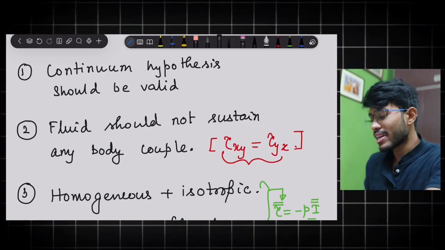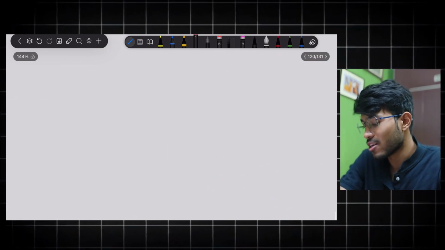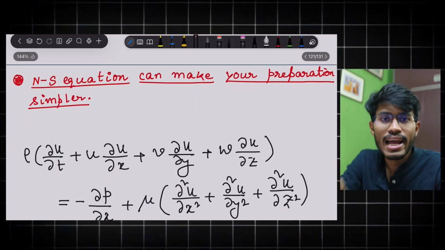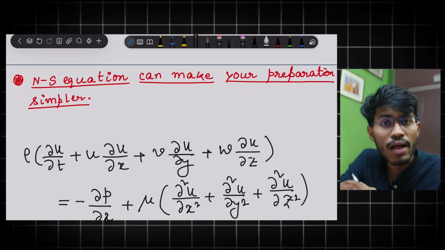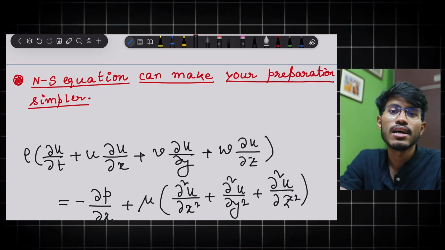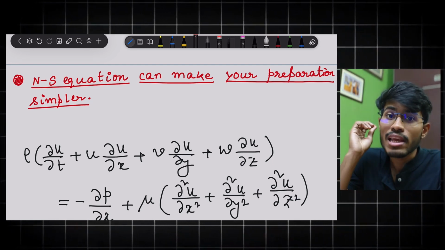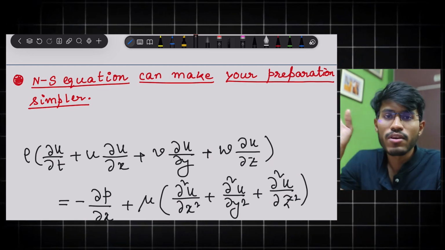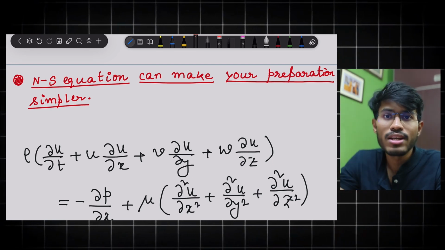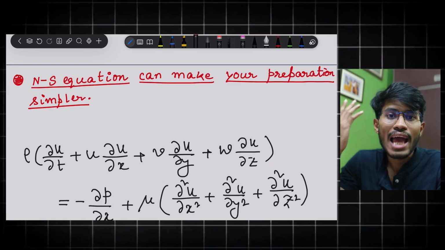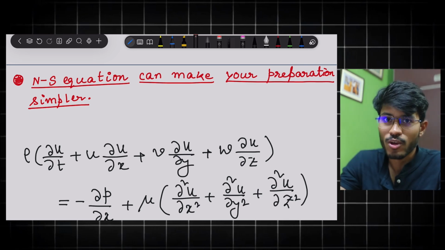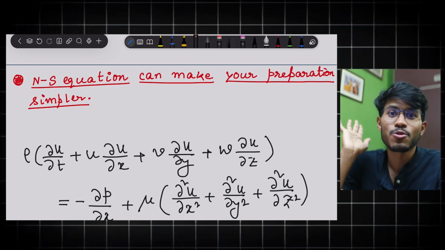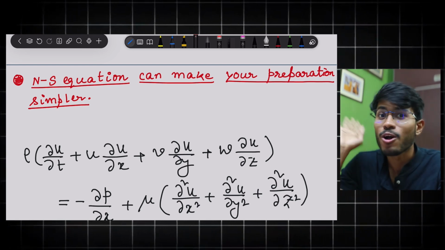Clear? Now let me directly go to the most interesting part, I know, that how the Navier-Stokes equation can make your preparation simpler. See, in GATE as well as in interviews, all the assumptions, that is, in which conditions the particular expressions or equations are important. We have so many equations: Euler, Bernoulli, Navier-Stokes, Stokes equation, boundary layer equations. So which equations are applicable in which conditions? I will tell you that you need to memorize only one equation, that is the Navier-Stokes equation. You don't need to memorize all those equations.